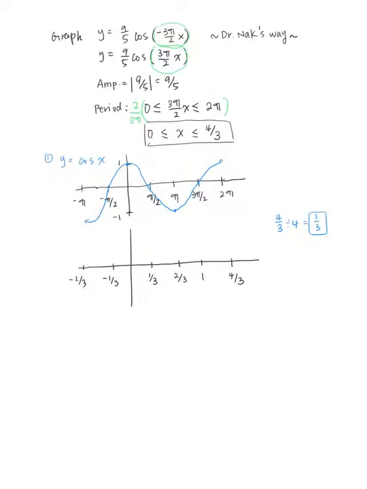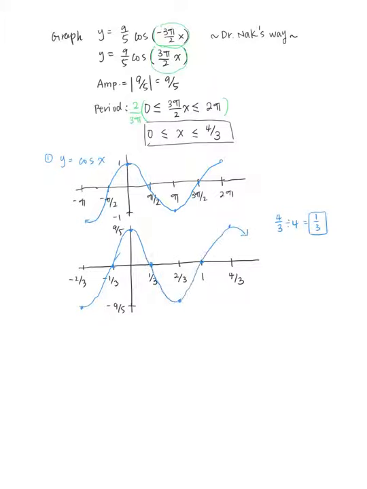All right, and then what? Amplitude is just 9/5. And all you have to do is copy the mother graph.